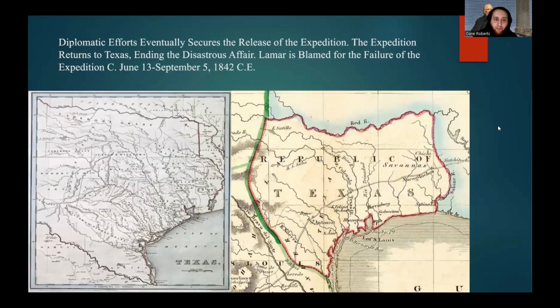Between June 13th and September 5th, 1842 CE, diplomatic efforts would be conducted to secure the release of the expedition, with the release eventually being secured and the expedition returning to Texas, ending the disastrous affair, with Lamar being blamed for the failure of the expedition.